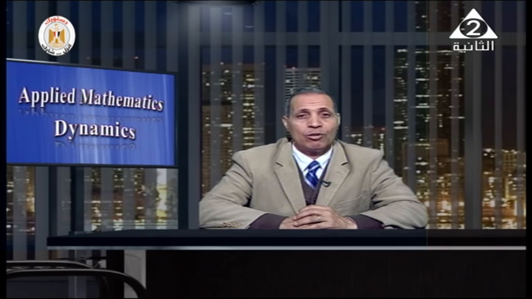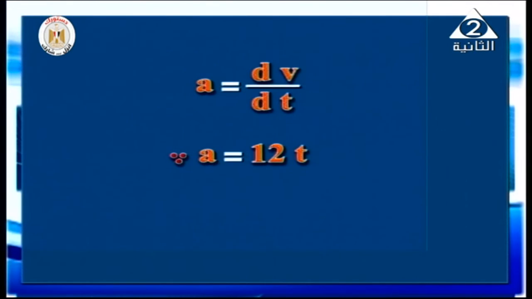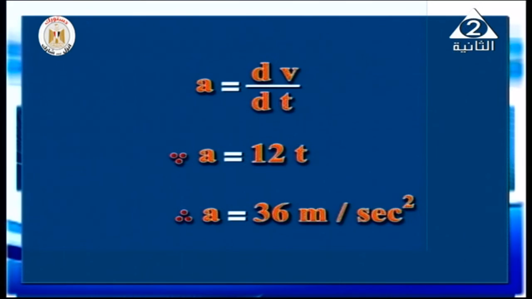My dear student, look again at the solution of this example. We have acceleration equals dv over dt. What is dv over dt? It's the equation a equals 12t. By using t equals 3, we find the value of acceleration equals 36 meters per second squared.